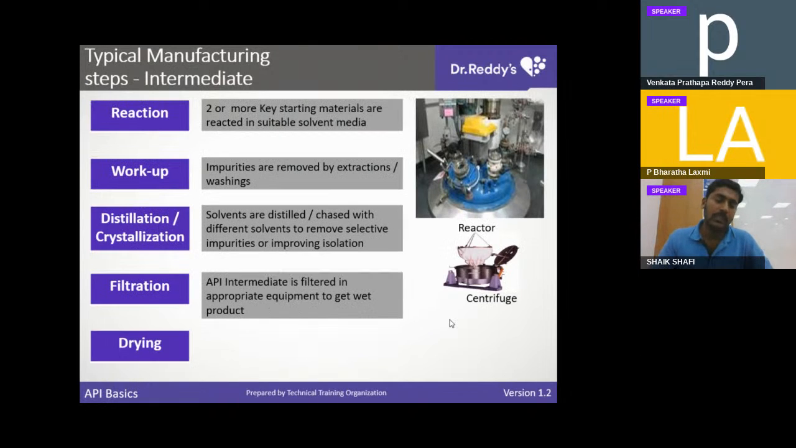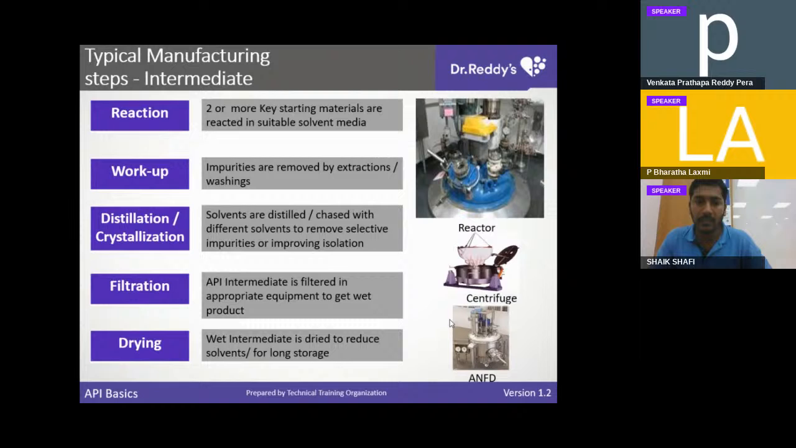So I'm briefing the process of API manufacturing. As I told, here we carry out the reaction, basically in a reactor. We have basically two types of reactor in general: one is the stainless steel reactor, another is the glass-lined reactor. We take our key starting materials and solvents into the process and start the reaction. In a reaction, one set of chemicals is converted into another set of chemicals.